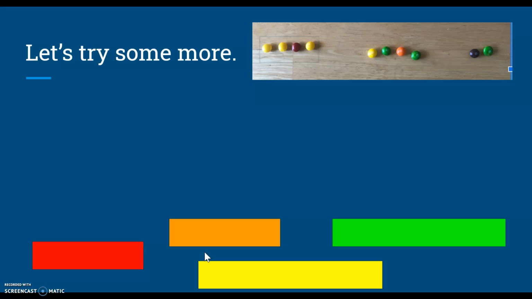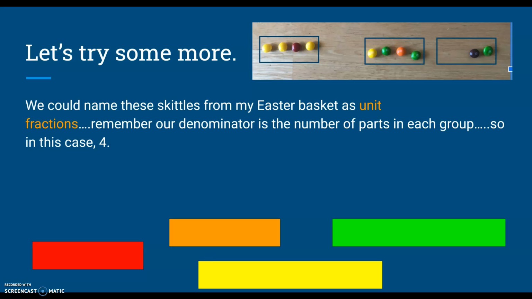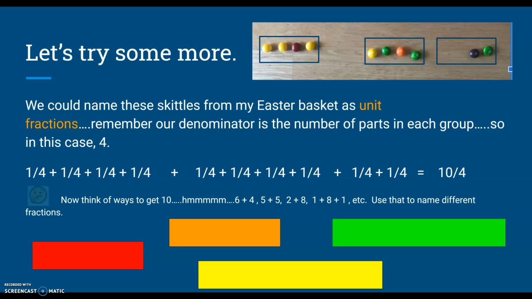Let's try some more. These come straight out of Miss Hazel's Easter basket. These are some of my favorite Skittles. We could name these Skittles from my Easter basket as unit fractions. Remember that our denominator is the number of parts in each group. So in this case, there's 4 in each group.